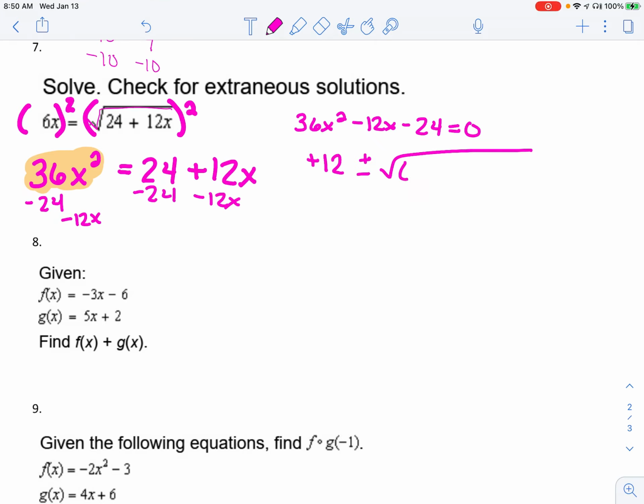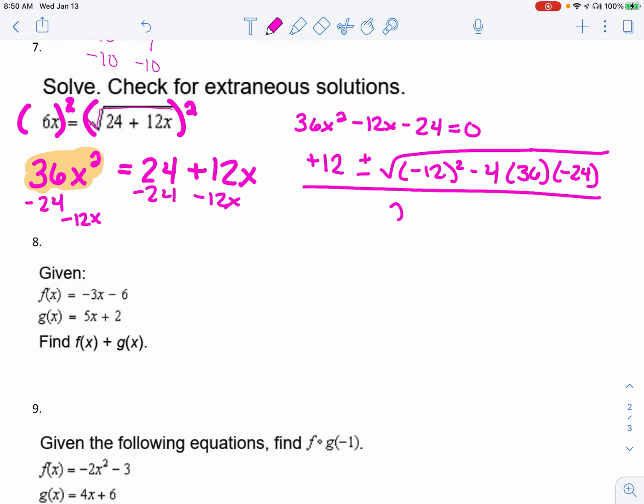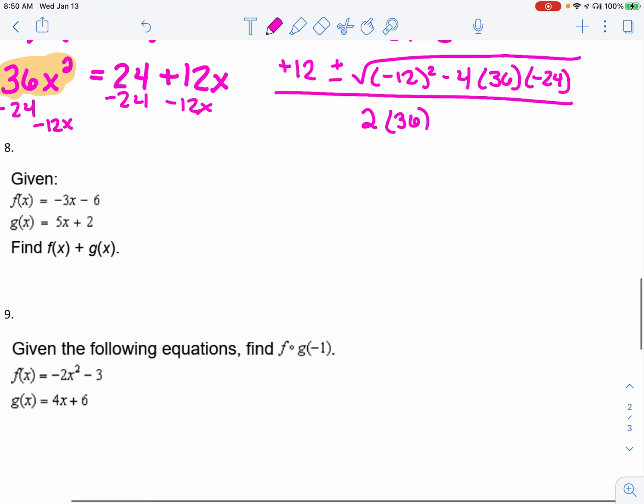plus or minus the square root of b squared minus 4ac. And you might say, wow, you're doing that really fast. At this point in time, you guys should be able to do your quadratic formula this fast. If you can't, that's good. Just pause the video and catch up, okay?